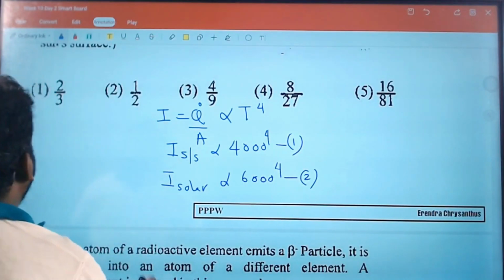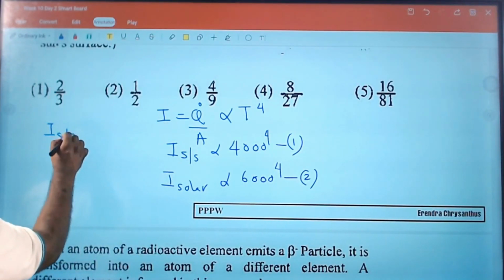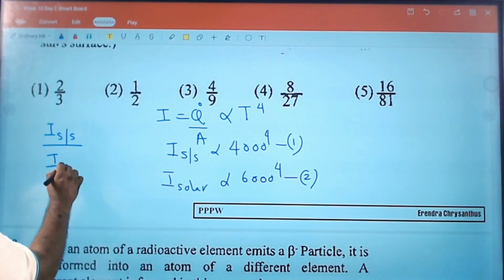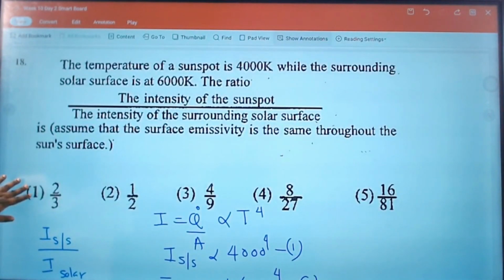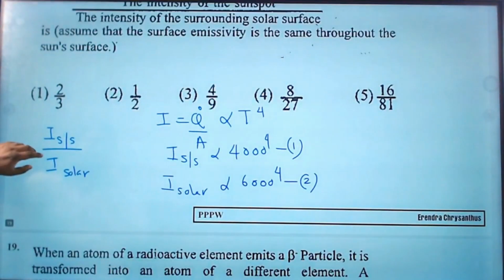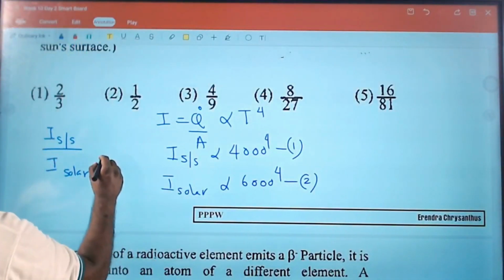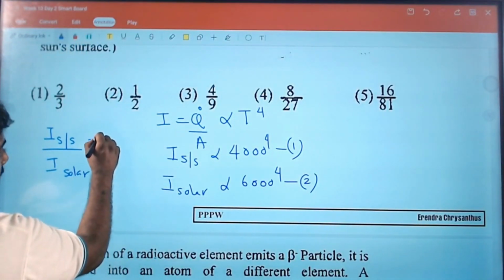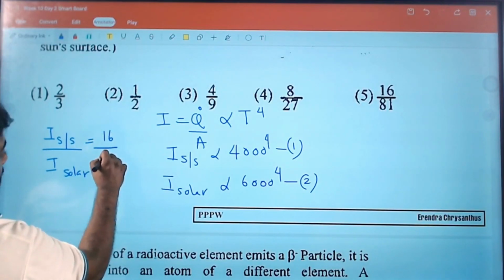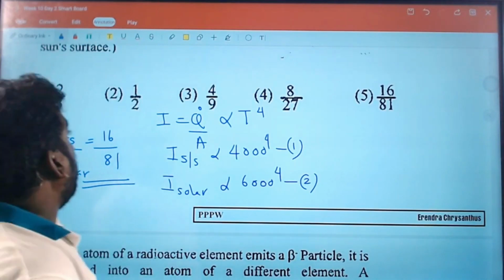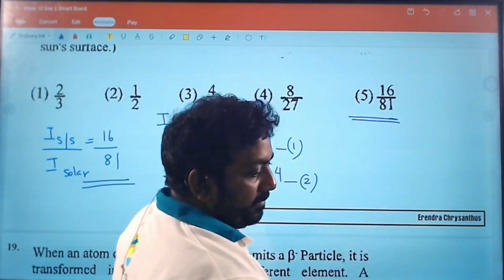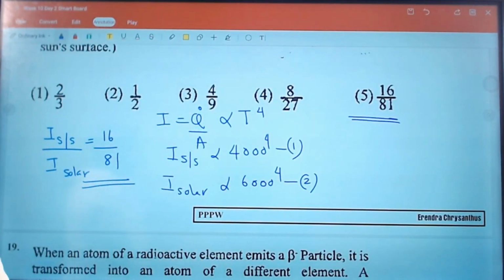Divide one by the other. Intensity of the sunspot over intensity of the solar surface. So 4000 over 6000, 2 over 3, 2 to the power 4, 16, 3 to the power 4, 81. 16 divided by 81, answer is answer number 5. Okay.